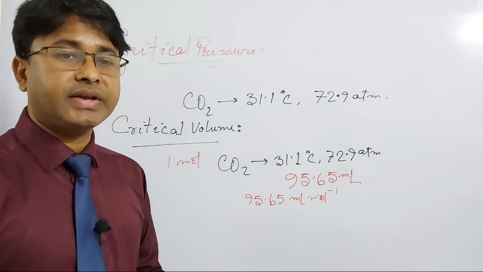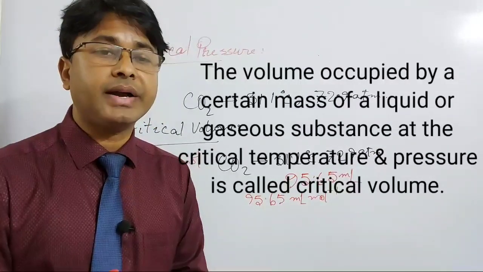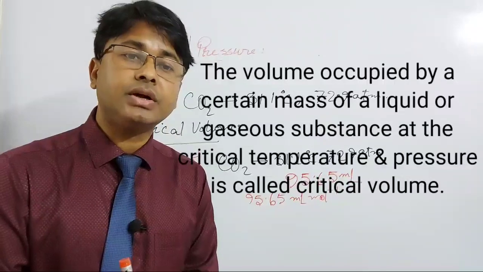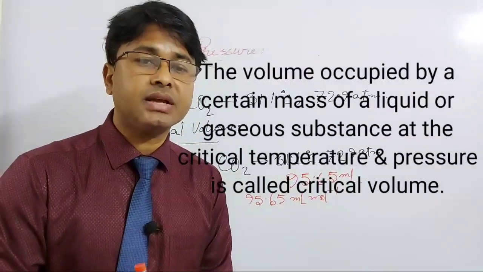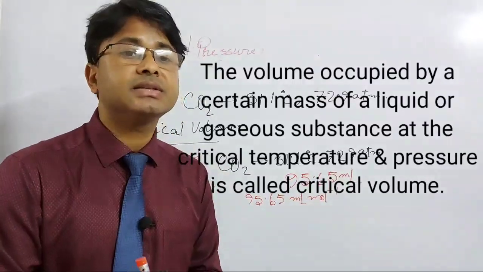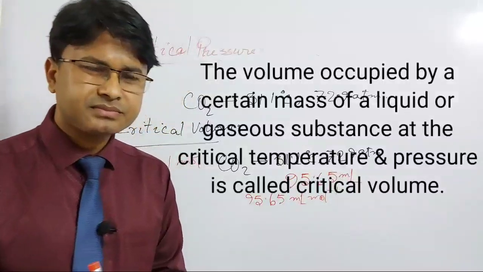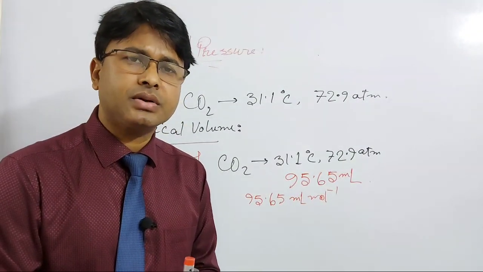So what will be the definition of critical volume? The volume occupied by a certain mass of a liquid or gaseous substance at the critical temperature and pressure is called critical volume. Students, now you have to know about the Joule Thomson effect. Now students, I am going to show you the Joule Thomson effect.